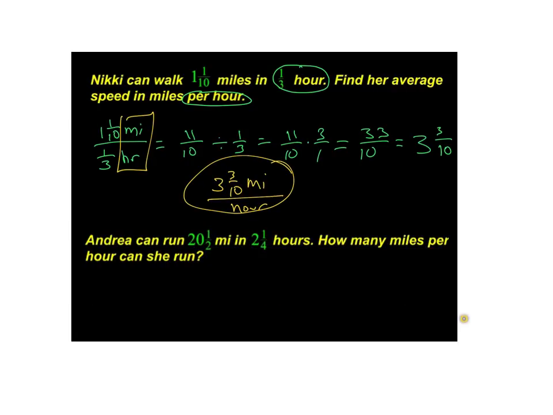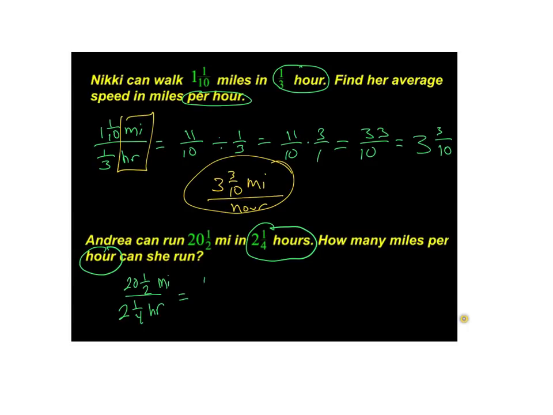And our last problem is Andrea. Andrea can run 20 1/2 miles in 2 1/4 hours. How many miles per hour can she run? So our hour is what goes in the denominator. We've got 20 1/2 miles over 2 1/4 hours. You see how important that label is.